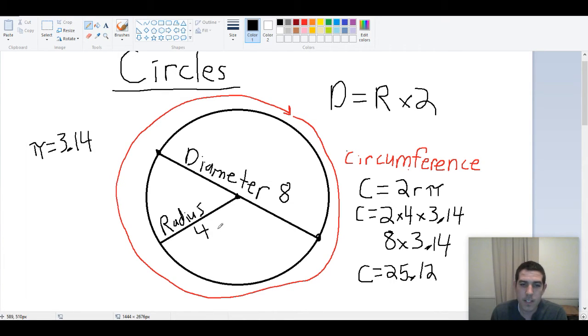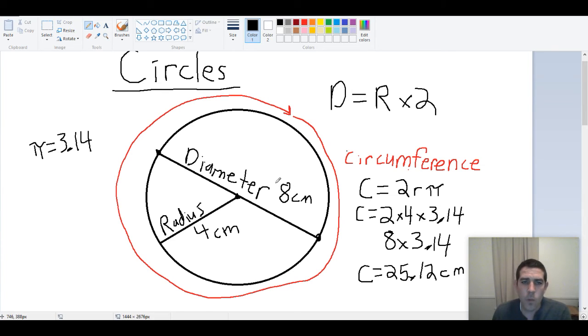I guess maybe we're using centimeters or some kind of measurement here. So we would say the radius is 4 centimeters, the diameter is 8 centimeters, and the circumference is 25.12 centimeters all the way around.